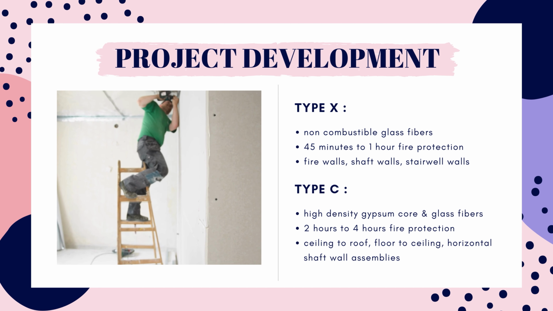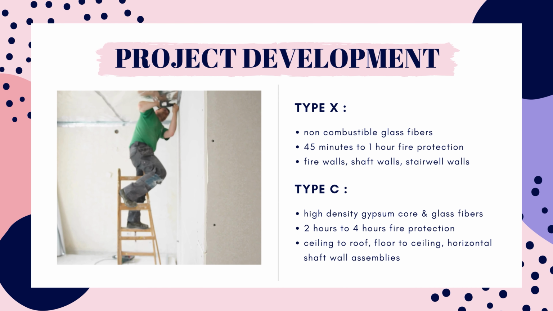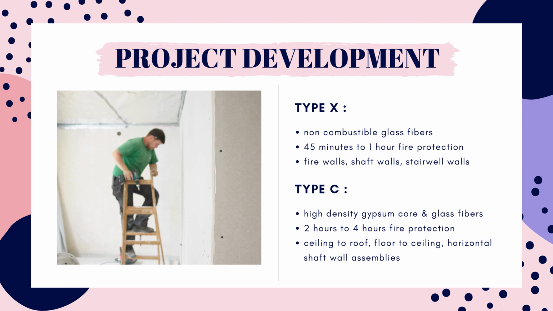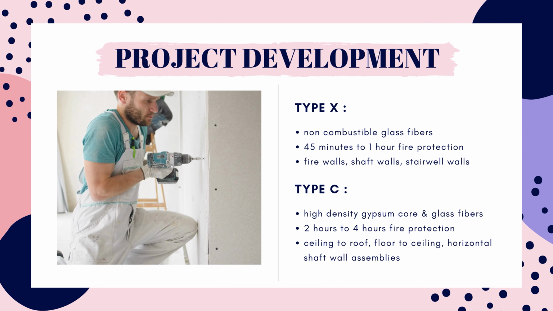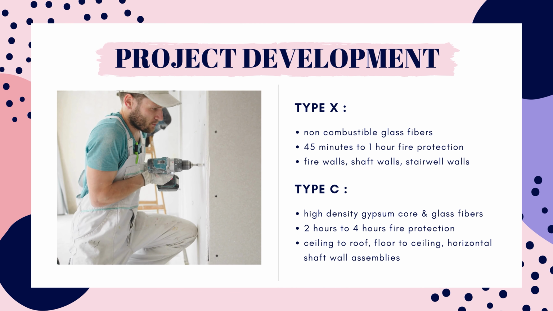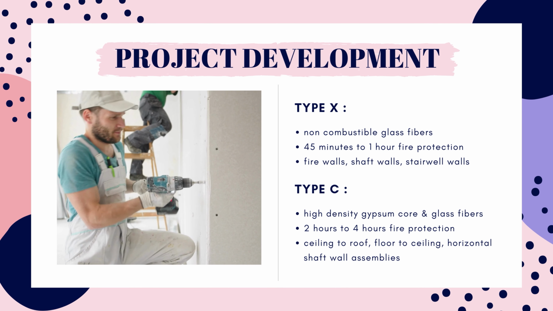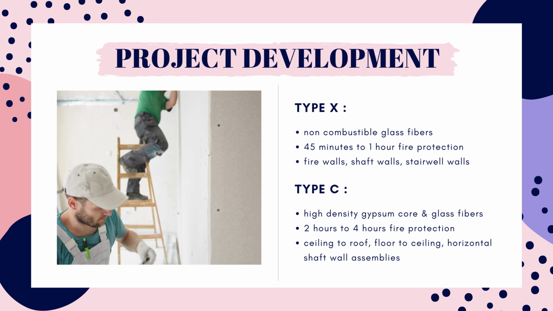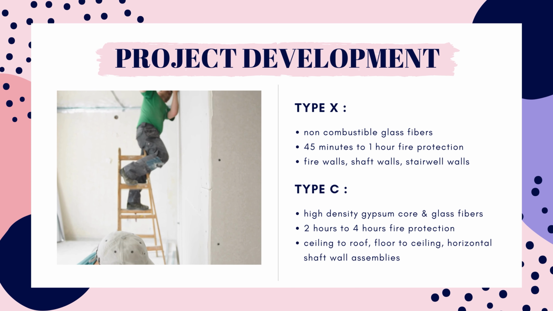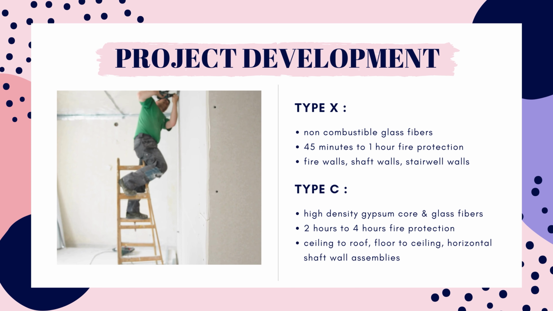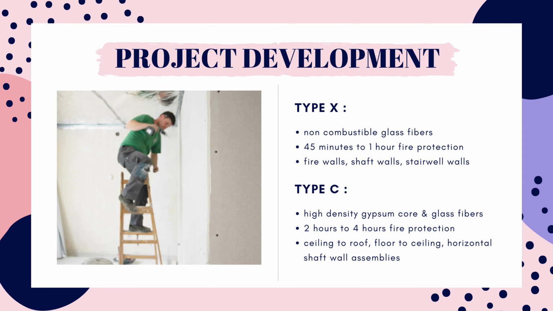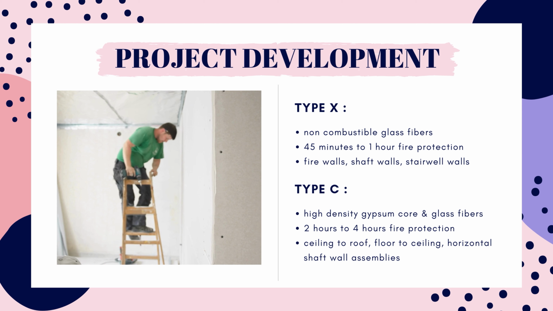Type C is an enhanced Type X gypsum board. It was developed to reduce the number of layers of Type X needed in multi-layered fire-rated assemblies. Type C is typically used in horizontal applications like ceilings to roofs, floor to ceiling, and horizontal shaft wall assemblies. It is important to note that Type C is not defined by ASTM, but is used to identify a particular manufacturer's product by Underwriters Laboratories.